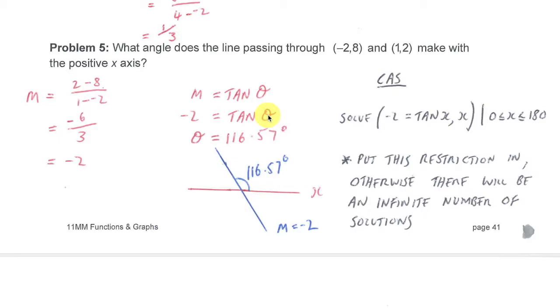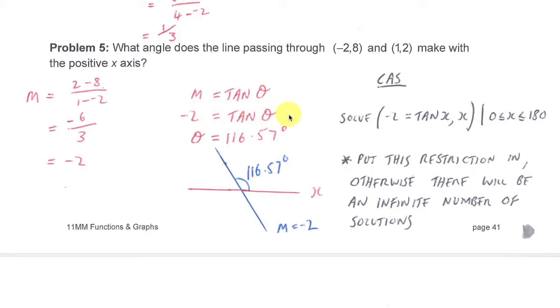So I can do that in two ways. I can just go menu, algebra, solve, and put in the equation and solve for x or theta to spit out an answer. Or I can strip this equation back so I get theta by itself. So I'll do inverse tan of both sides, and so I evaluate what inverse tan of -2 is.